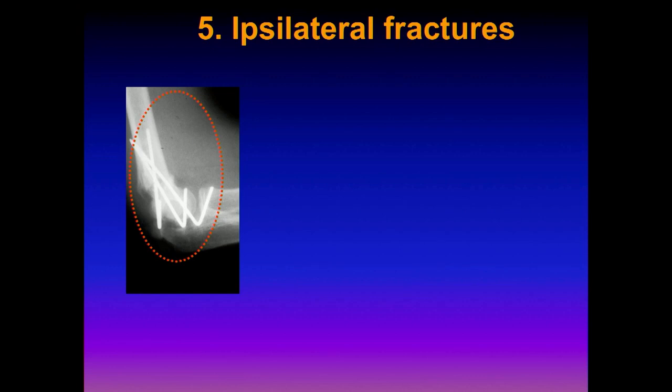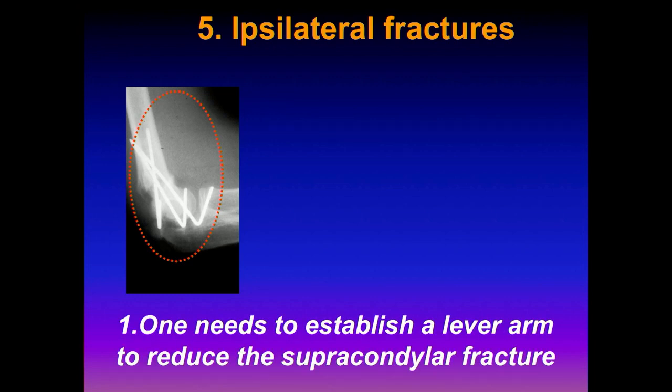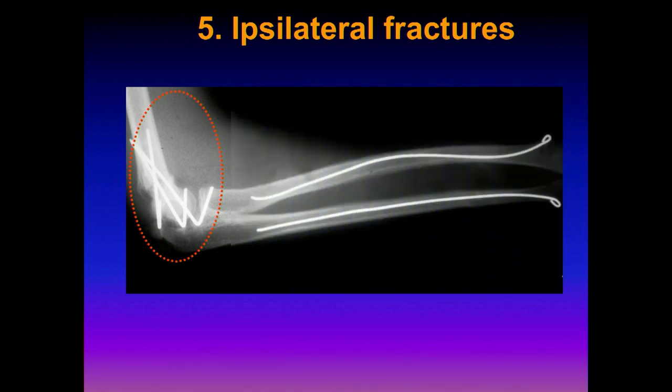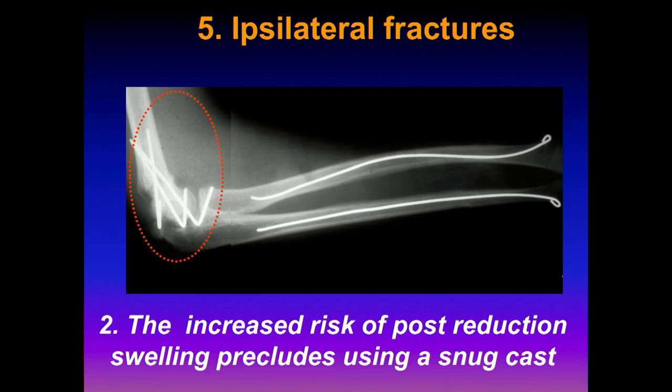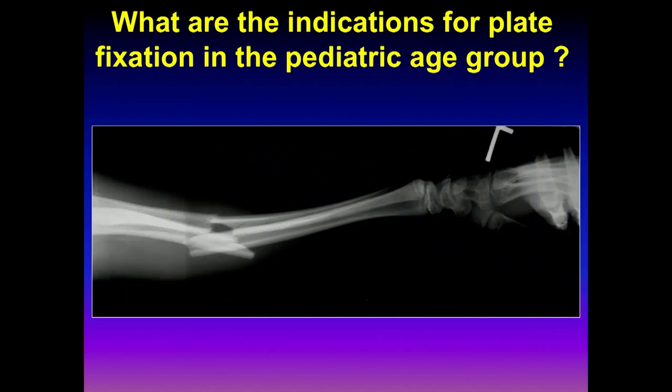Now, ipsilateral fracture. This is a supracondylar fracture, and it also had a midshaft radius and ulna fracture, complete. What are you going to do? How are you going to manipulate that supracondylar fracture? You need to fix the radius first. That's right. You need a lever arm to manipulate that distal fragment, so you need to fix that first, stabilize that so you'll have a nice long lever arm to do it. Plus, you don't want to put a real tight-fitting cast on, especially with a supracondylar fracture. It increases the risk of post-reduction swelling, so you don't really need a snug cast.